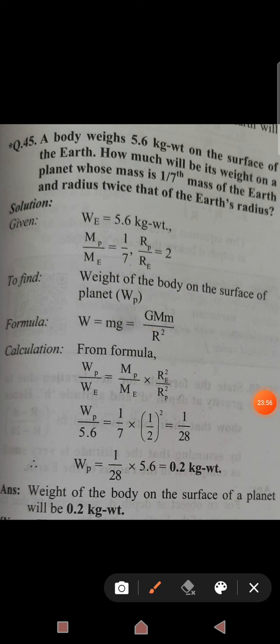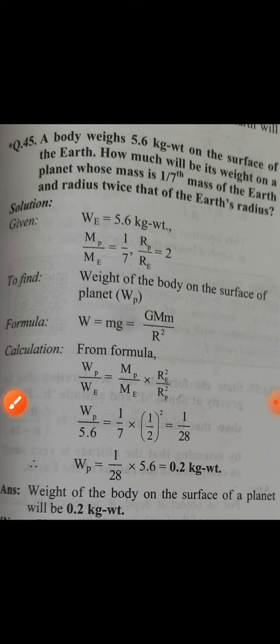Once we get this equation, then substitute the values. Mp upon Me is 1 upon 7, rp upon re is 2, so re upon rp is 1 upon 2, and if we solve this, then finally we get the answer as 0.2 kilogram weight. So the weight of the body on the surface of the planet will be 0.2 kilogram weight. So friends, here we have completed this numerical.